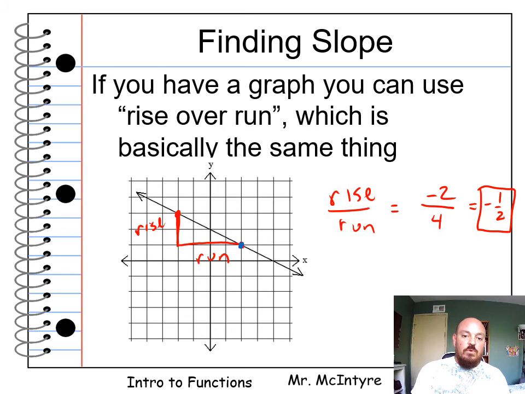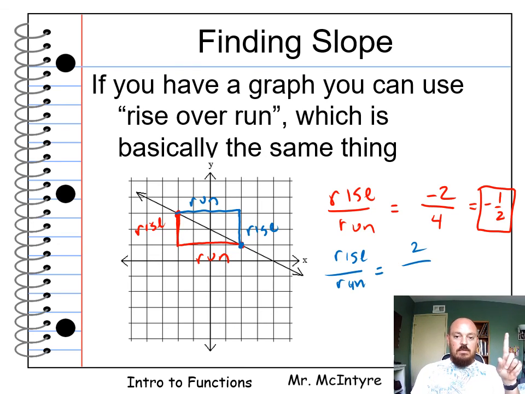I could have started at this point and gone rise here, run here. You'll get the exact same answer, because what happens if I do it the way I did it in blue right there? The rise is now +2 because it went up, but the run is -4 because you went to the left. And +2 over -4, it's still positive over negative, so my slope still comes out to -1/2. So you can see whether you did it the way I did it originally in red or the way I did it in blue, it doesn't matter, do either one.